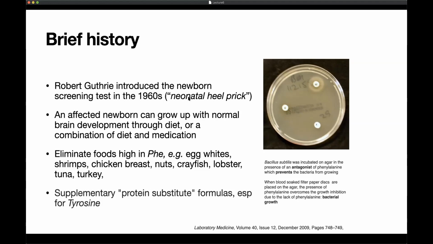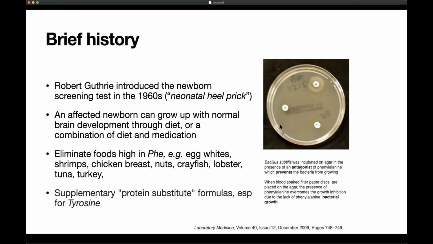So an affected newborn can grow up with normal brain development through diet or a combination of diet and medication. So for instance, one of the simple things you can do is just alter your diet. So eliminate foods that are high in phenylalanine, so things like egg whites, shrimp, chicken breast, nuts, and so on. And then you can supplement your diet with protein substitute formulas, because you'll also have a deficiency in tyrosine. And you can replace it with supplementation.